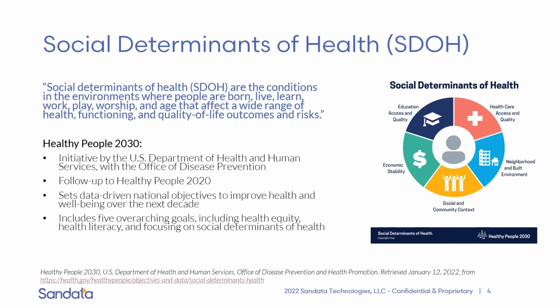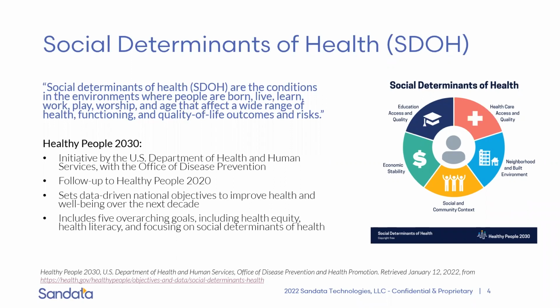And along with the Office of Disease Prevention and Health Promotion, they've even included them in their Healthy People 2030 initiative. Now, this is a national initiative. It's actually a follow-up to Healthy People 2020. And what it is, it's a program or initiative that sets data-driven national objectives to improve the health and well-being over the next decade for all people within the United States.